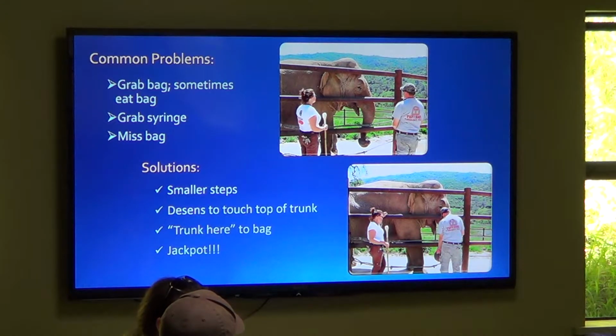So again, working with the bag, training the elephant to put their trunk inside the bag and blow. Some common problems: they might want to grab it, they might want to eat it, they can grab the syringe, they can miss the bag.